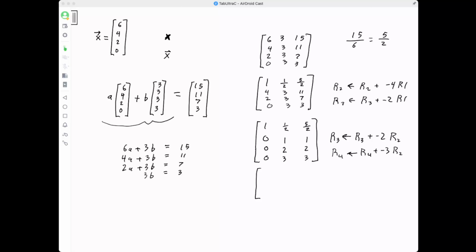I'm getting the first row stays the same, 1, 1/2, 5/2. The second row stays the same, 0, 1, 1. The third row becomes 2 plus a negative 2 times 1 is a 0. And 2 plus a negative 2 times 1 is a 0. And the fourth row, the same thing, 0, 0, 0.